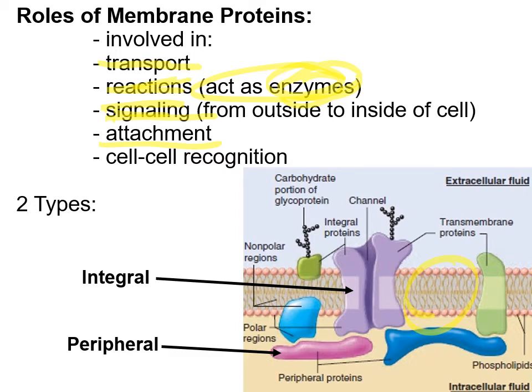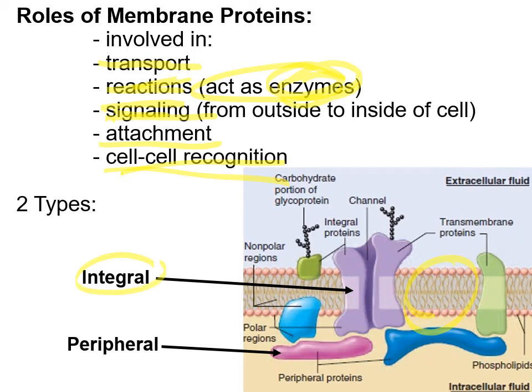And then similar to signaling is cell-to-cell recognition. So say when your red blood cells are looking for certain things, they're able to recognize your own cells as yours, and they could recognize other cells as not being yours. 2 different terms we can use.